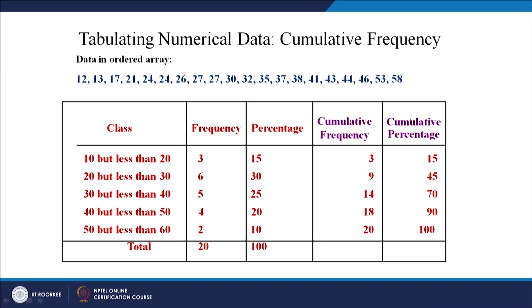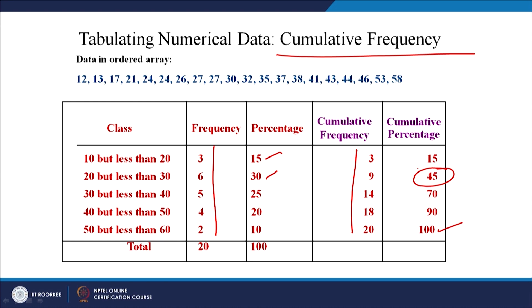So, let us look at cumulative frequency. So, this is frequency, these are frequencies, these are cumulative frequencies, right, 3, 9, 14, 18 and 20. Similarly, cumulative percentage is 100%. So, this 15 plus 30, 45, right, then 45 plus 25, 70, right, and so on.